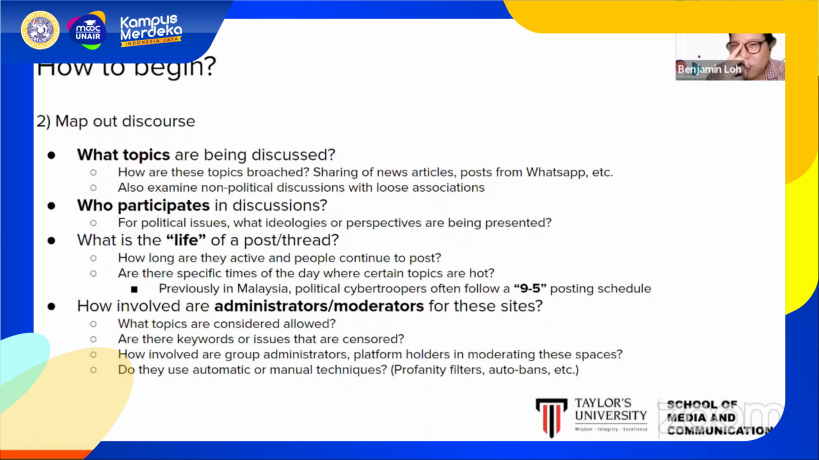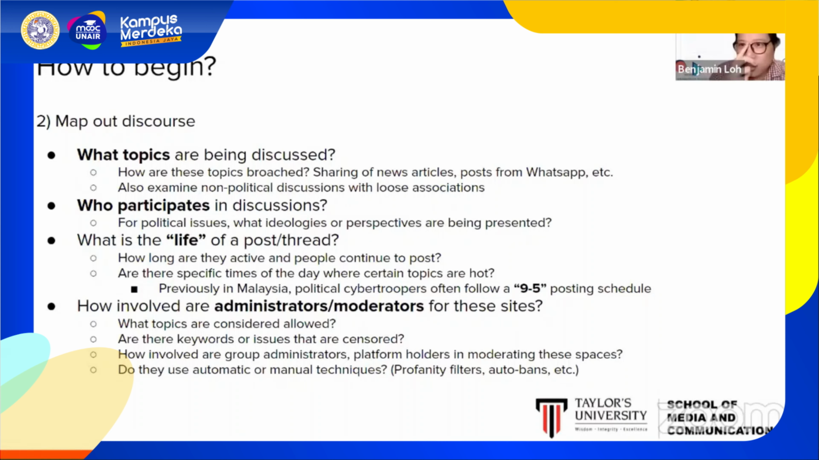Another thing worth looking into is the times that certain topics are hot. Generally for online forums in Malaysia, the hotspots will always be during lunchtime, because people on their lunch breaks check out the forums and start to post stuff. So forum activity is usually the highest during lunchtime breaks. And previously in Malaysia, a lot of our political cyber troopers followed a 9 to 5 schedule, meaning that exactly at 9 o'clock, all of the posts come in, then right before 5 o'clock, all of the posts come in as well. So we recognize that these cyber troopers generally were working 9 to 5 jobs.